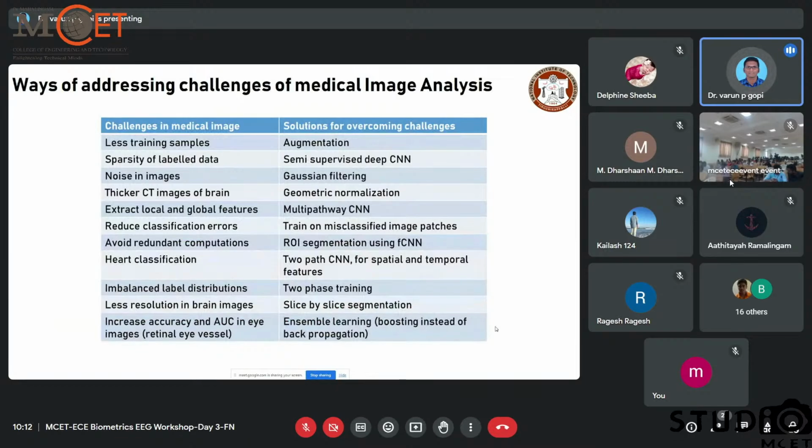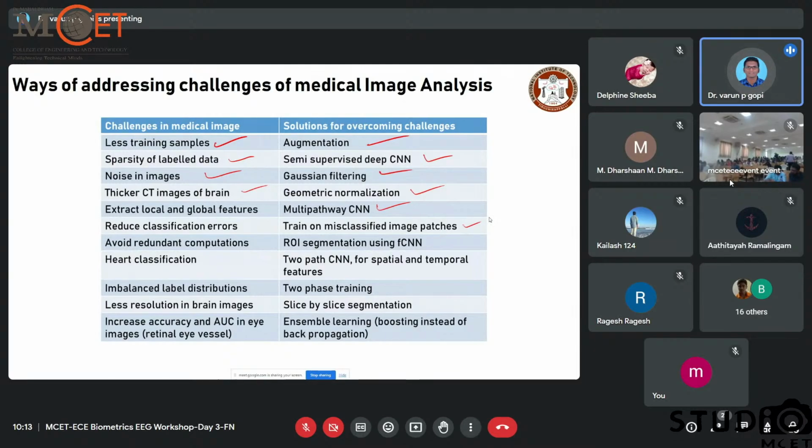So these are the challenges in medical images on the one side and the solutions for overcoming them on the other. If you have a small number of training samples, you can go with augmentation. If you have sparsity of labeled data, you can go for semi-supervised learning. For noise in the image, you have to filter it using a Gaussian filter. For thicker CT images of the brain, you have to go for geometric normalization. To extract local and global features, you go for multipath CNN, that is more paths in the CNN network. To reduce classification error, train on misclassified image batches.